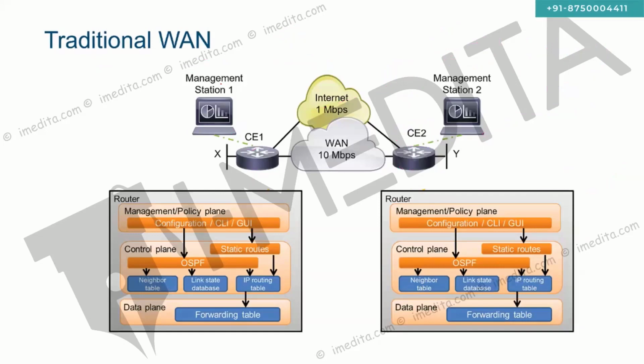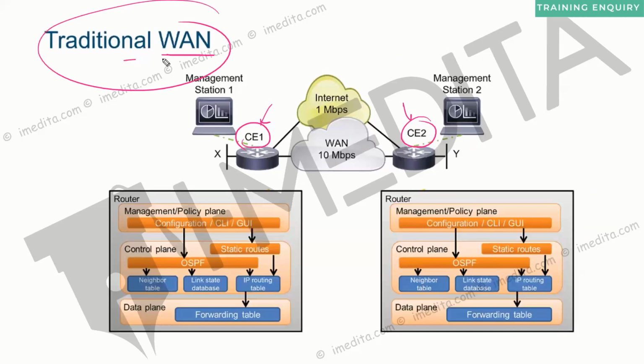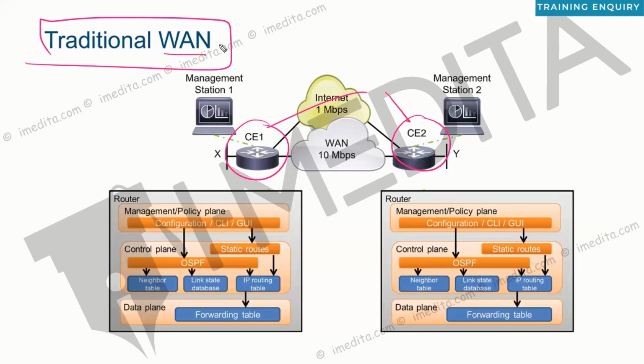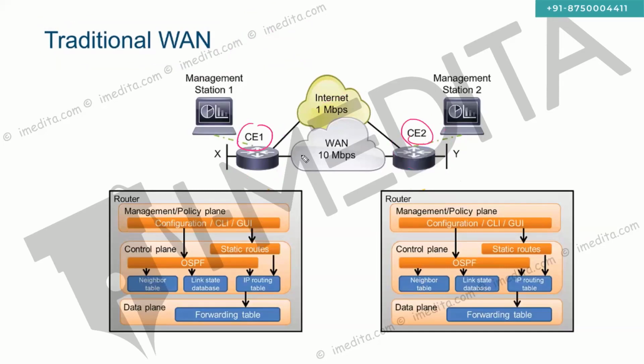And why do we have this complexity, this challenge, when we need to configure or manage all these devices? Why do we have the challenges in the traditional WAN? Because all these routers that we use to connect in our traditional WAN, all these WAN edge routers, all these traditional routers, have their own management plane, their own control plane, and their own data plane.